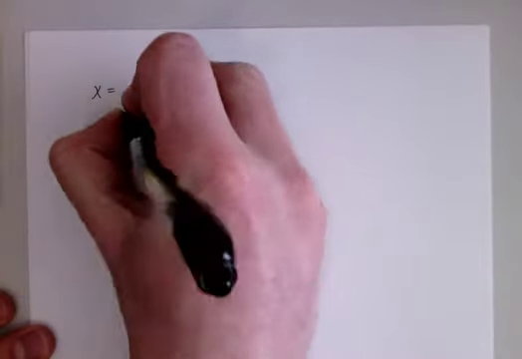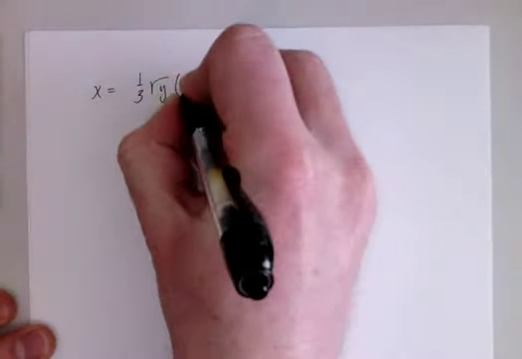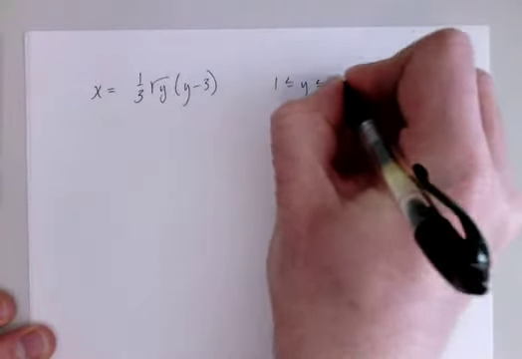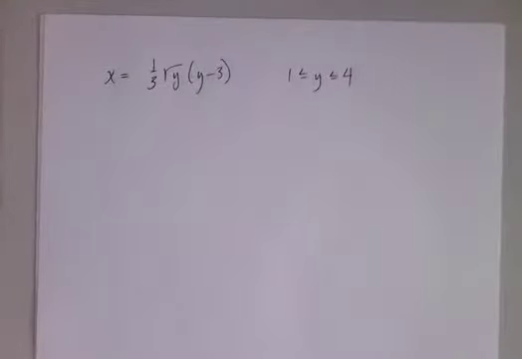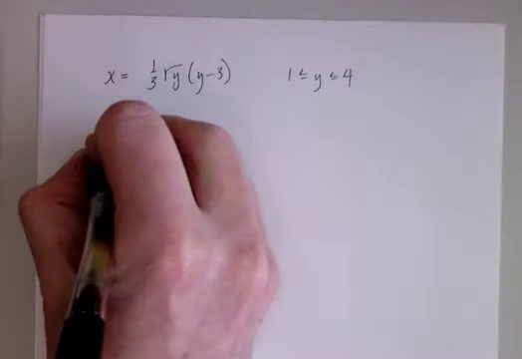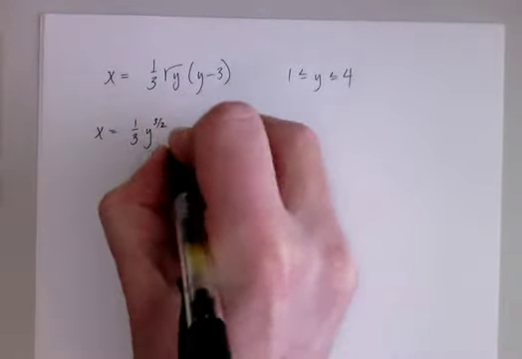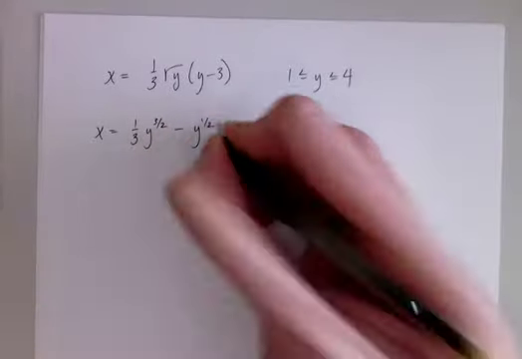Okay, let's do one more with respect to y, and then we'll survey where we're at. If I have x is equal to 1/3 root y minus 3, and I want to evaluate the arc length from 1 to 4 along y. You could do it by the product rule, but it's probably much easier to go ahead and distribute this. So it ends up being 1/3 y to the 3/2 minus y to the 1/2.